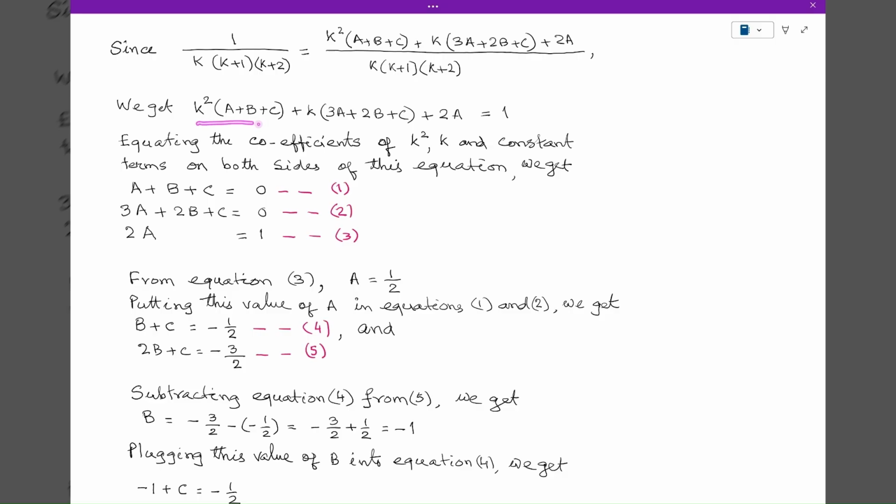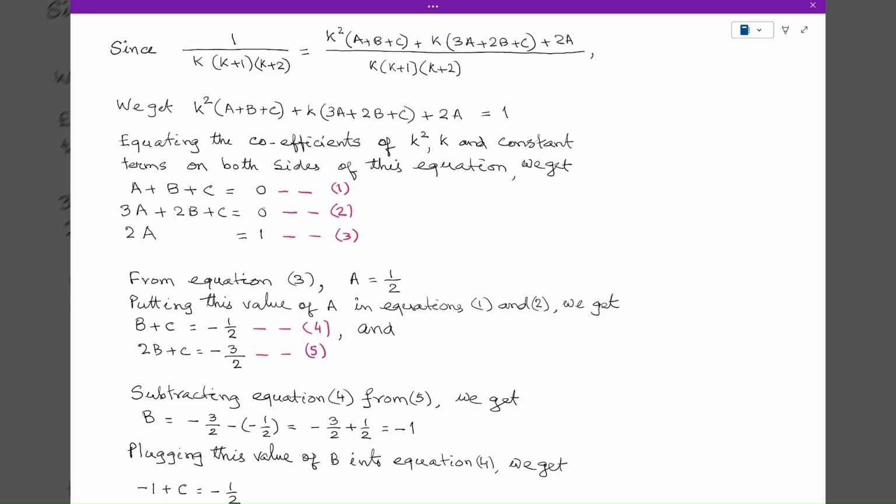Now, from this equation, there is a k square term, there is a k term, and there is a constant term. Now, k is a variable, so we can equate the k square term and the k term and the constant term on both sides of the equation. Since there is no k square term on the right hand side, we conclude that k square multiplied by a plus b plus c is equal to 0.